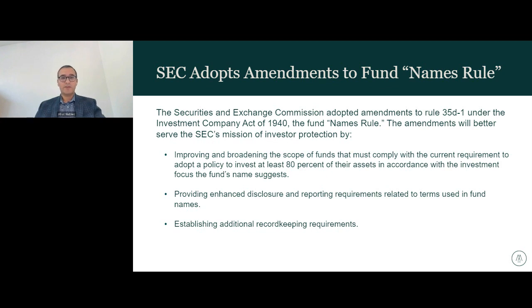This rule is effective 60 days after publication. For fund groups with net assets of $1 billion or more, they'll have 24 months to comply with the amendments. And for fund groups with net assets of less than $1 billion, they will have 30 months to comply. The SEC enhanced the rule to prevent misleading or deceptive fund names.